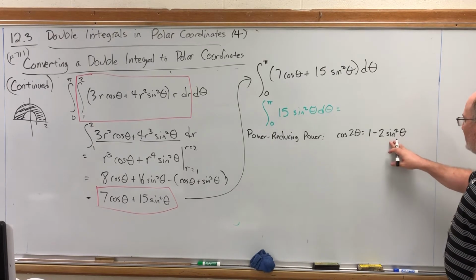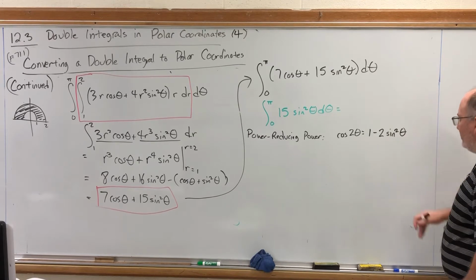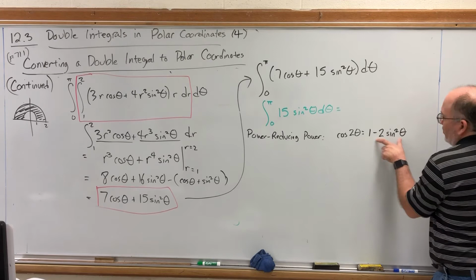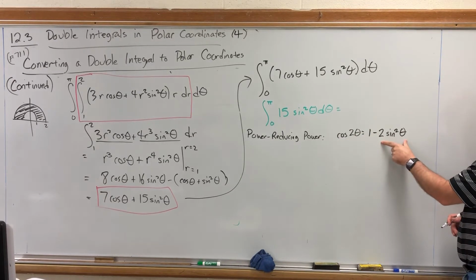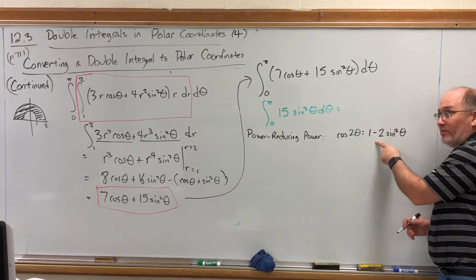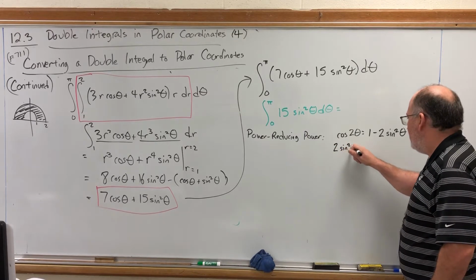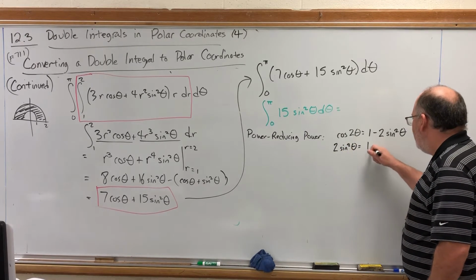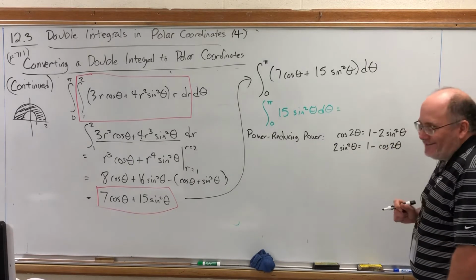If I solve this for sine squared, I would move the negative 2 sine squared to the right and the cosine 2 theta to the left, because when I'm solving for sine squared, at some point I need to divide by the number in front, and I would rather it be positive. So let's move the 2 sine squared to the right, leave the 1, and move the cosine 2 theta to the other right.